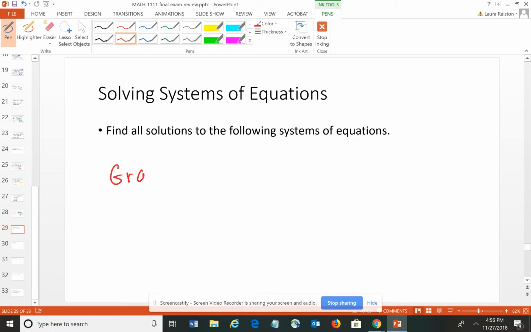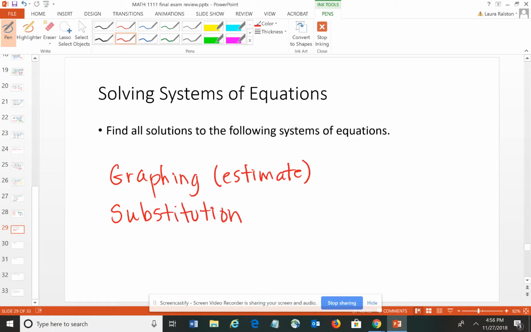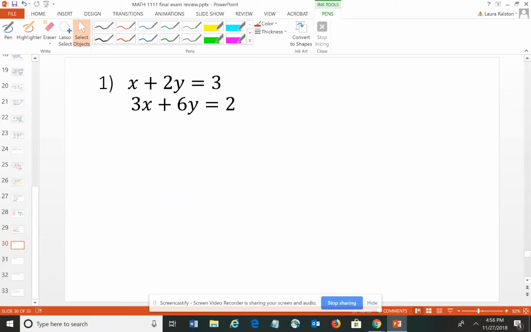One was graphing, which is really not the best option because you have to estimate. So it's typically not the first choice that I would use. The second method we talked about was substitution. And then finally, we talked about either the elimination or it's sometimes called the addition method. And quite honestly, that's probably the one that I like the best, but we'll look at a variety of the examples as we go through these.